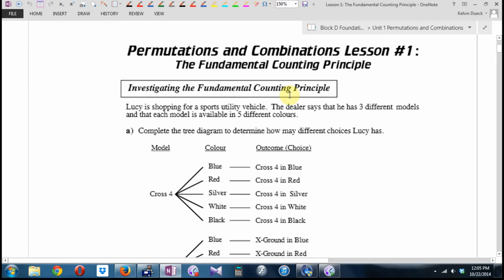So it's called permutations and combinations. Those are two sub-branches of combinatorics. They're very different from each other, but very related. And we start out with the fundamental counting principle.